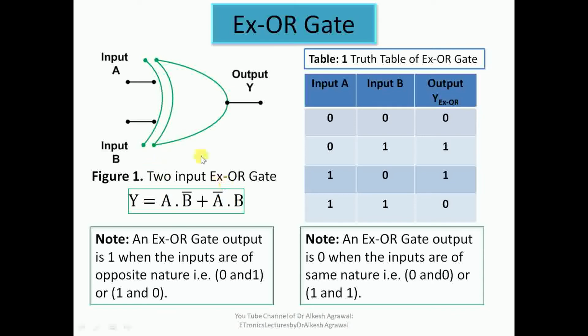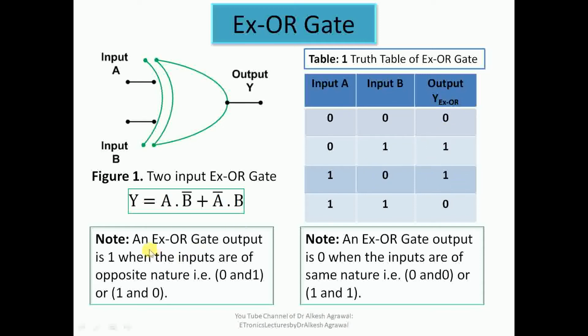This is a two input XOR gate, and this is the Boolean function. Output Y is related to inputs as A B bar or A bar B. This is the truth table of the exclusive OR gate. The importance of this gate is that when the inputs are of opposite nature, we get a high output, and when the inputs are of the same nature, we get a low output. So here you can see for 0 0 the output is low, for 1 1 the output is low, and for 0 1 and 1 0 the output is high.